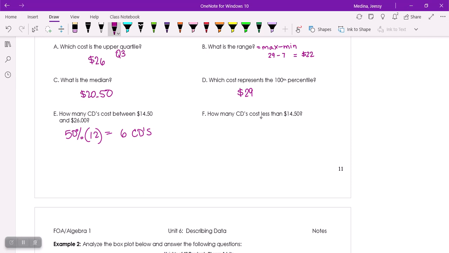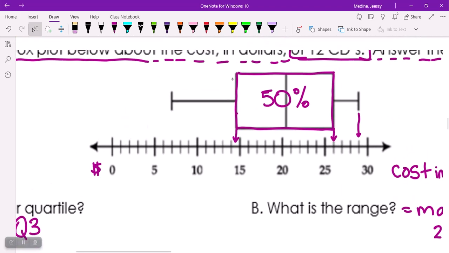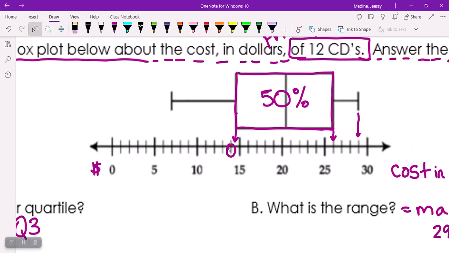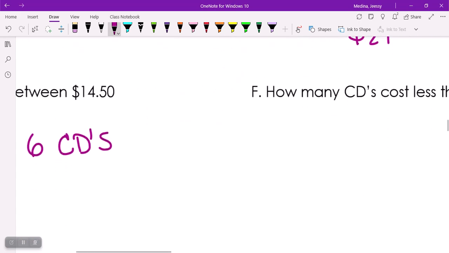How many CDs cost less than 14.50? Where is 14.50? 14.50 is at Q1, clear? How much data is below Q1? 25%. Clear? And what's 25% of 12?